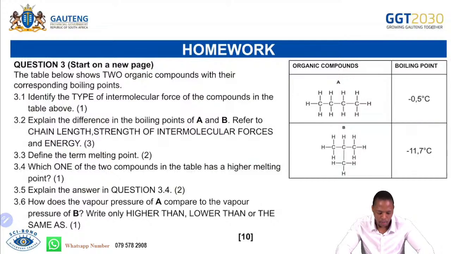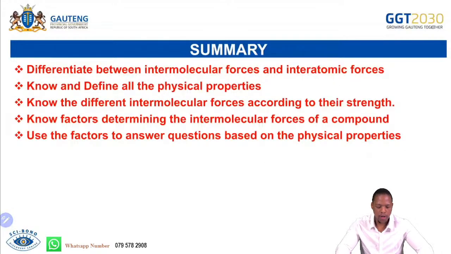Define the term melting point. You should be able to do that. Which one of the 2 compounds in the table has a higher melting point? The one with the higher boiling point. We should know the relationship by now. Which one of the 2 compounds has a higher melting point? Explain the answer in question 3.4. How does the vapor pressure of the compounds compare? Okay, so this will be your homework, and I hope you get it right.